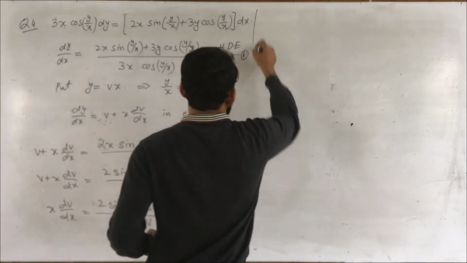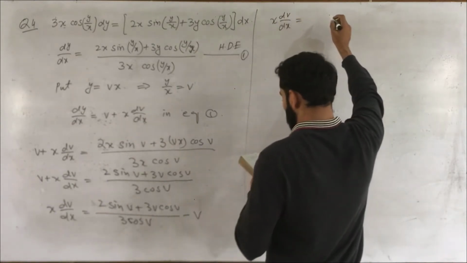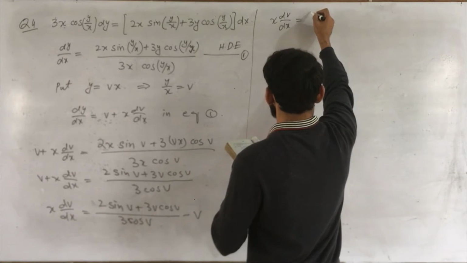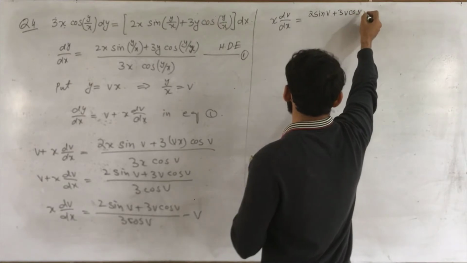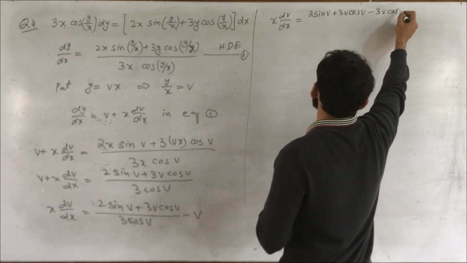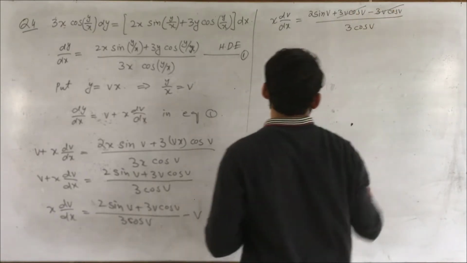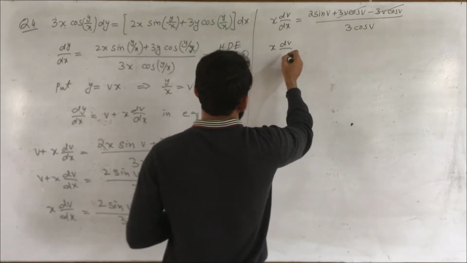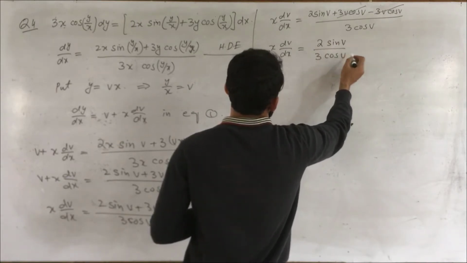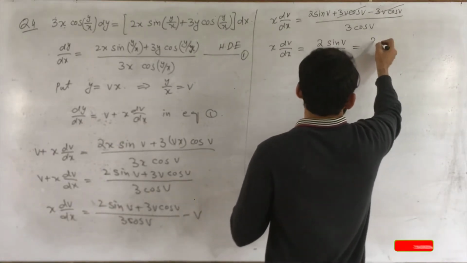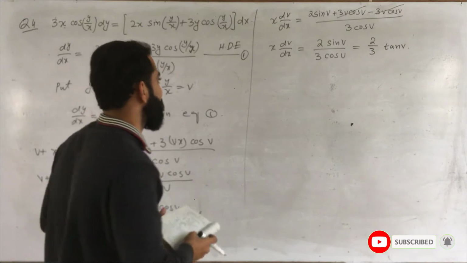After taking LCM and solving, x dV over dx is equal to 2 sin V plus 3V cos V minus 3V cos V divided by 3 cos V. This 3V cos V cancels out with this. x dV over dx is equal to 2 sin V divided by 3 cos V, which is equal to 2 over 3 tan V. Sin over cos is equal to tan, you know that.